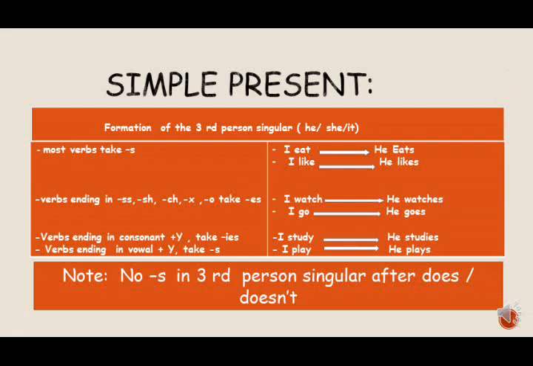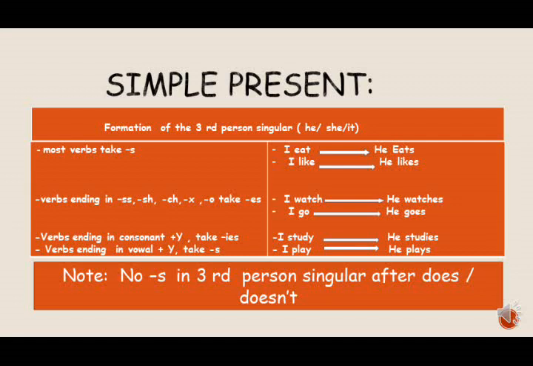Now, you should know the formation of the third person singular. The difference appears only on the third person singular, and for more help I will help you with verbs. For example, the verbs take s when they end with a consonant, for example eat or like. The third person singular will be he eats, he likes. While the verbs ending with double s or ch or sh or x or even o take es.